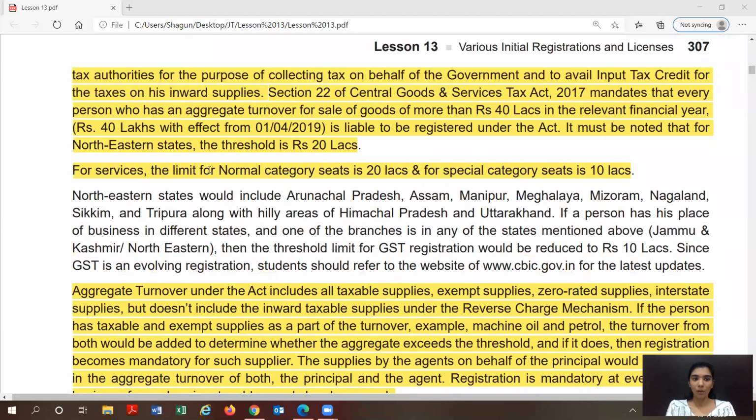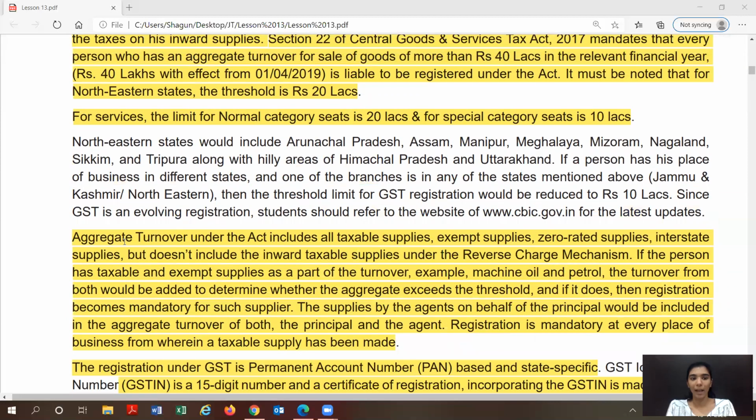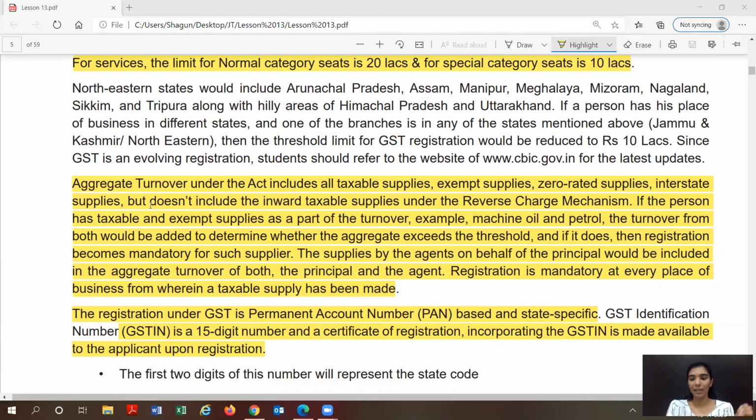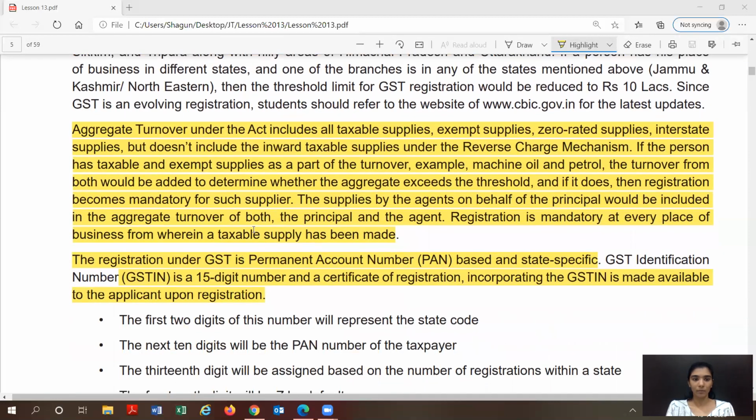Now, it is based on the turnover, right? So, the aggregate turnover under the Act includes all the taxable supplies, exempt supplies, zero rateable supplies, interstate supplies. It includes all kind of supplies except inward taxable supplies under the reverse charge mechanism. Also, registration is mandatory at every place of business from where the taxable supply has been made.